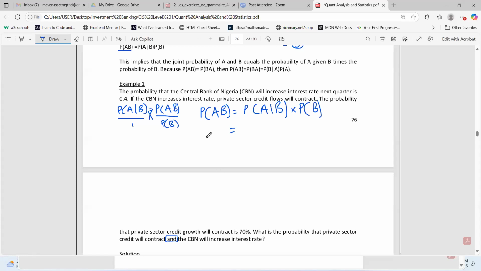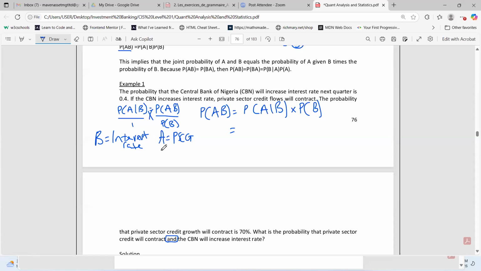So the probability that the CBN will increase interest rate is 0.4. Now, if that is done, that's the condition. So you know that B is your 0.4. B is simply the interest rate you are looking at, because that is what needs to be done for something else to happen. So what is that something else that needs to happen? Our A. And what is our A? Private sector credit growth. So that is how it works.